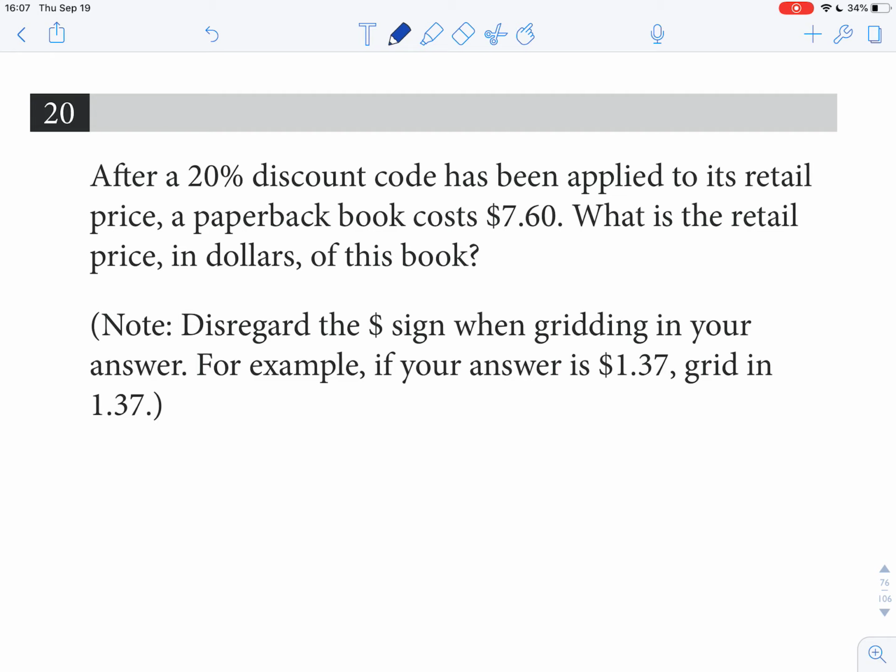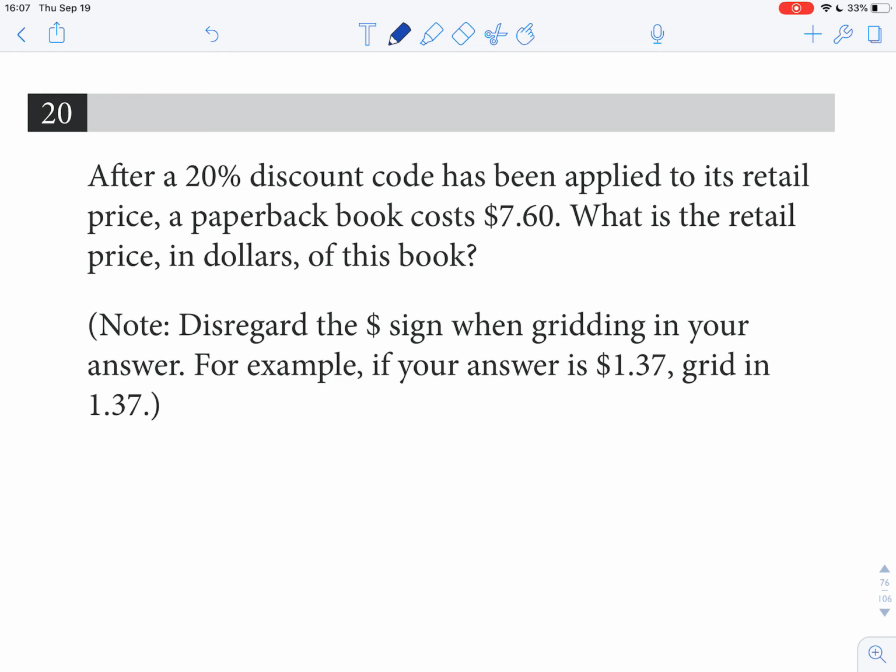All right, so the way I would always do this is I would use the idea of a growth factor here. So after a 20% discount code has been applied to its retail price, the book costs $7.60. So you could say that the retail price, R, is reduced by 20%.